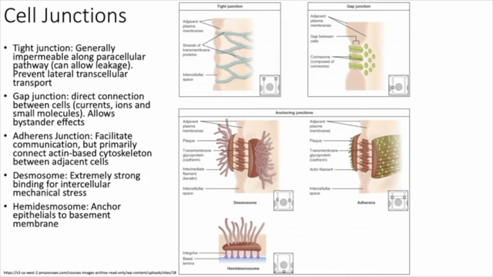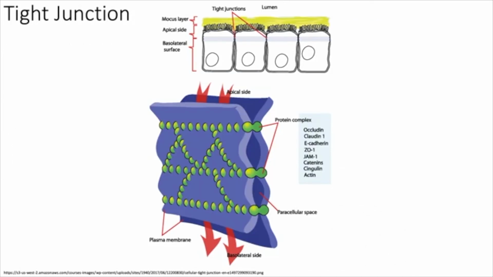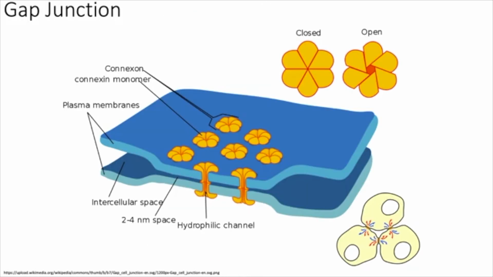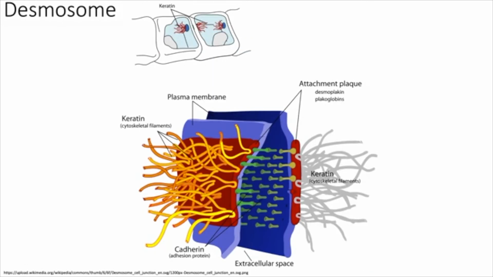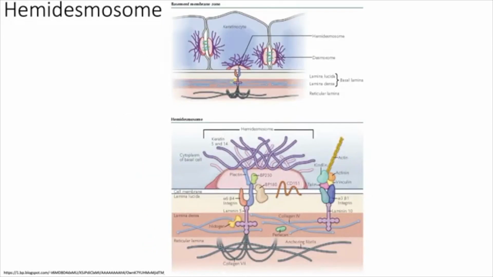I have a nice picture. So I have pictures of all these. There's your tight junctions with the different proteins that are associated. There's your gap junctions. It's not listing the proteins, but you can look those up. There's your adherens, and you can see the actin. And there's your desmosome. Okay, right? So super structurally sound, also connecting to the cytoskeleton. I mean, of course. And then you've got your hemidesmosome.